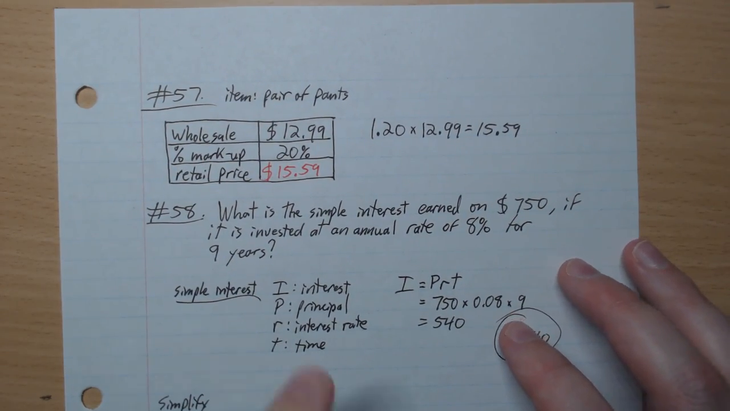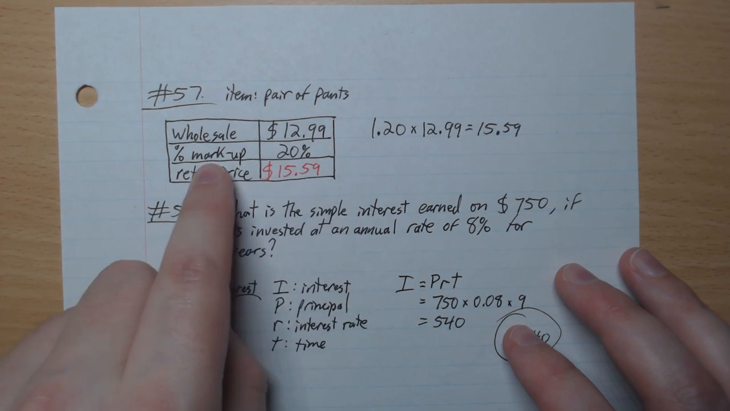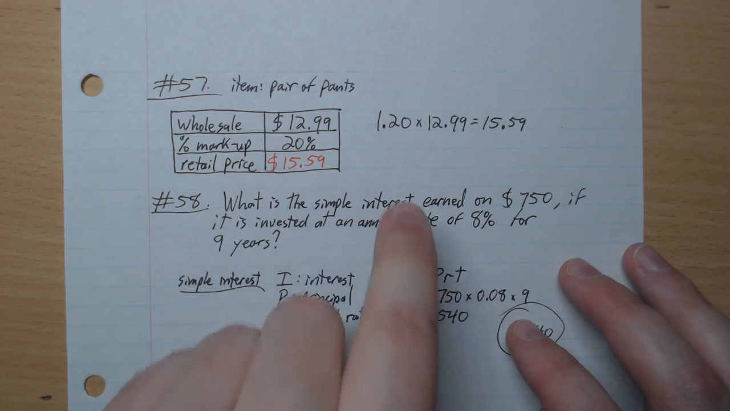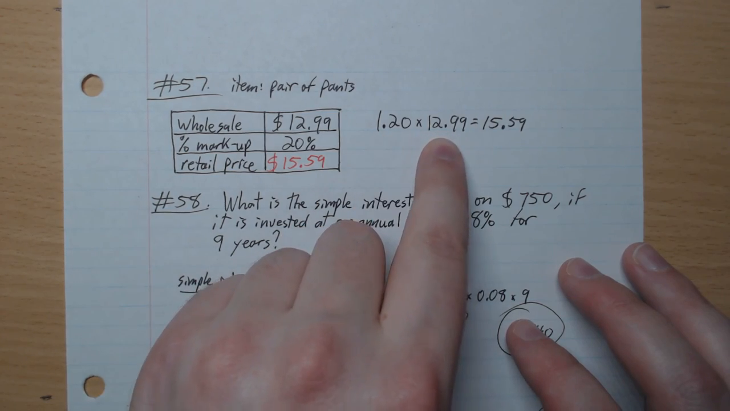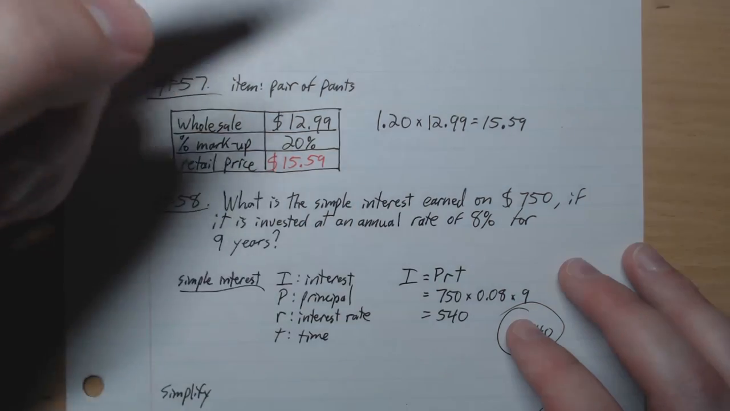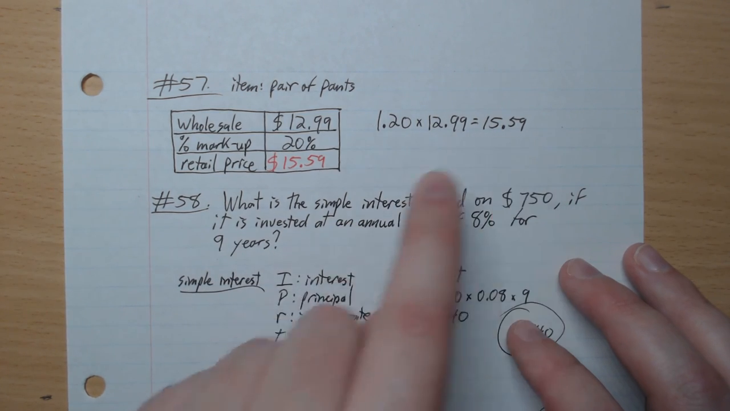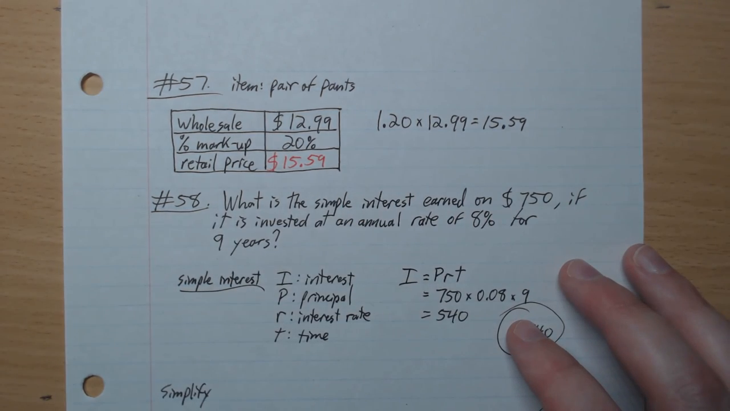57. Here we have a wholesale of $12.99, a markup of 20%. And what is the retail price? So we're not only multiplying it by one, but also by another 20%. So 1.2 times this gives 15.59, which is our retail price.